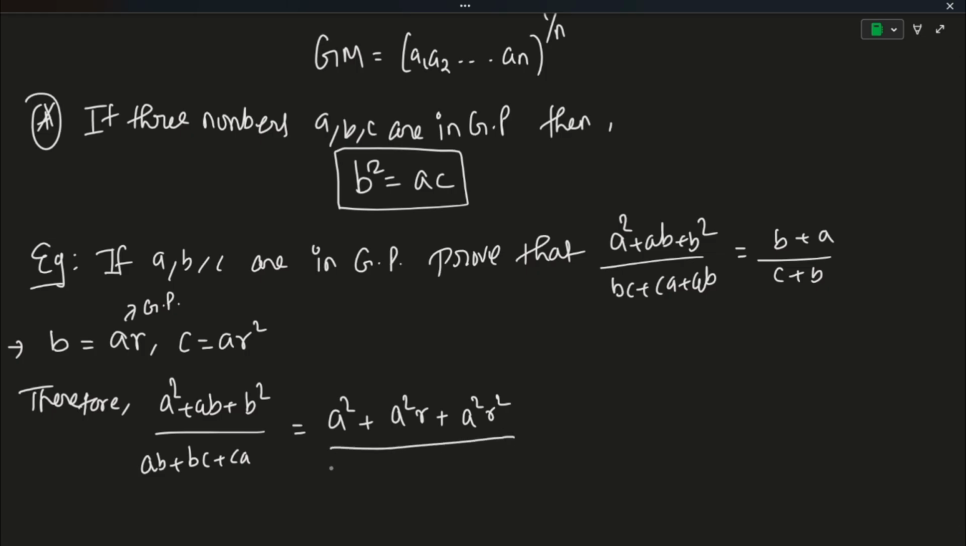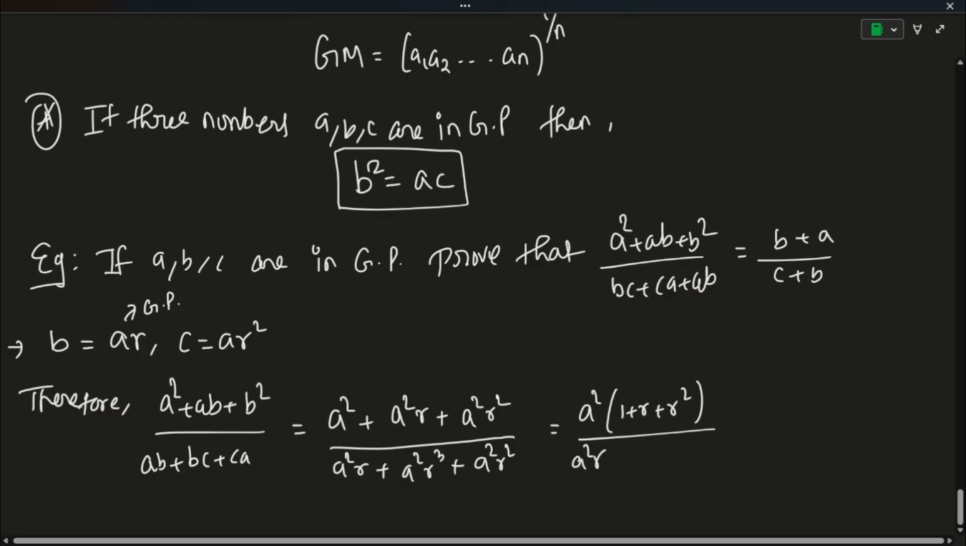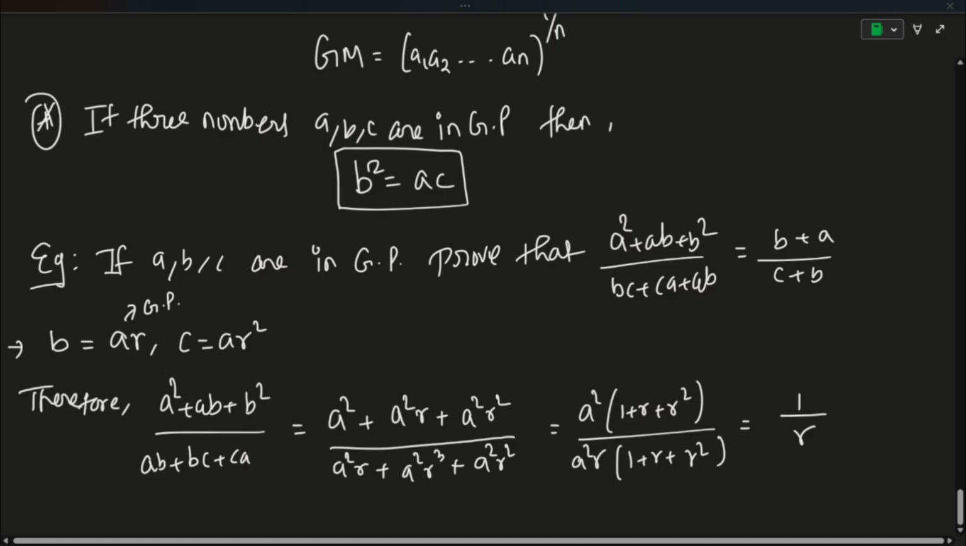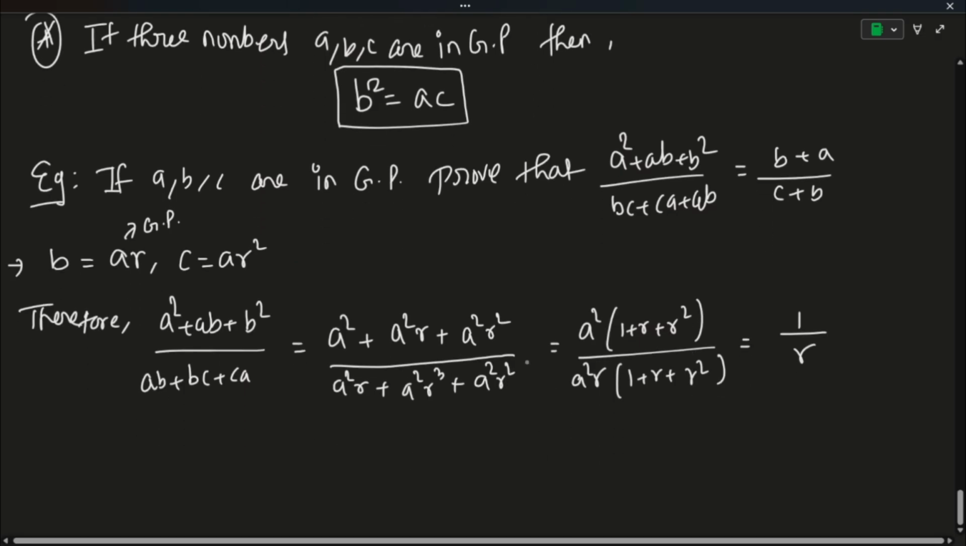Now AB क्या बनेगा? Again AB बन जाएगा A square R and B and C is going to be A square R cube and C and A is going to be A square R squared. Okay. Now take A square common from numerator, you get 1 plus R squared, and take A square R common from denominator, जहां से आपको मिल जाएगा 1 plus R squared. Correct. And if you cancel everything off, you simply get 1 by R. Correct. Now this is my LHS. I can write this as LHS. That is the left hand side.